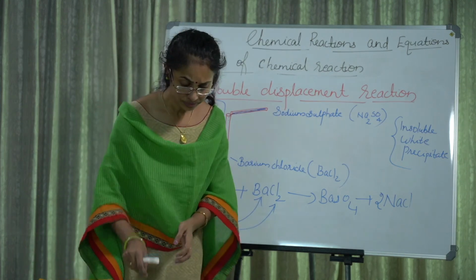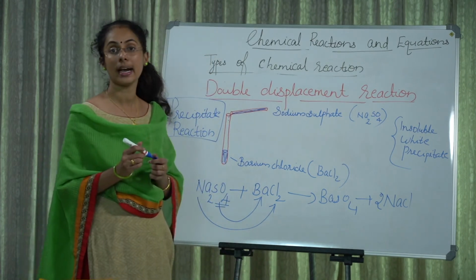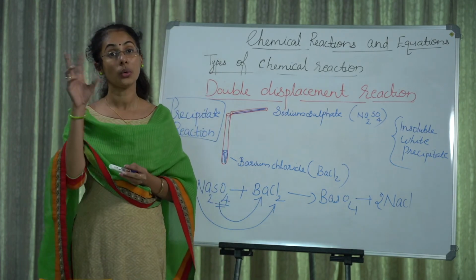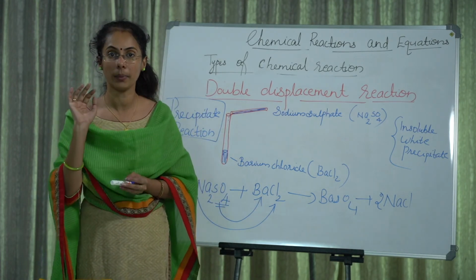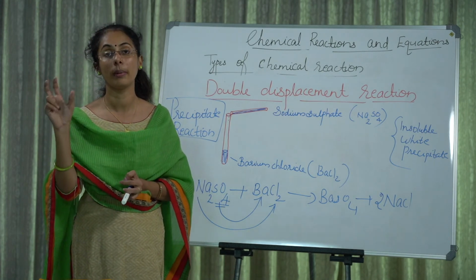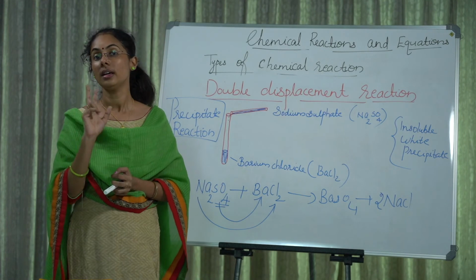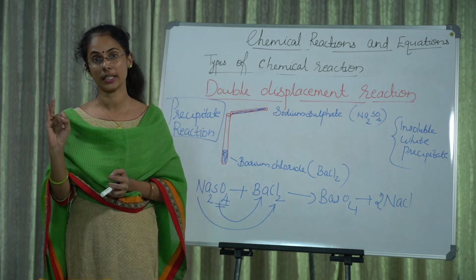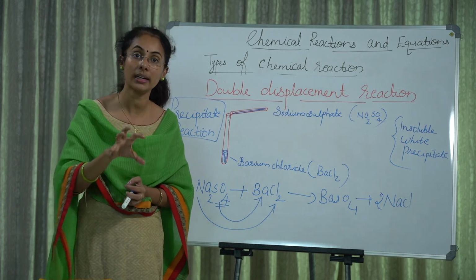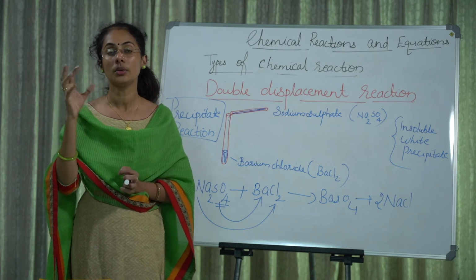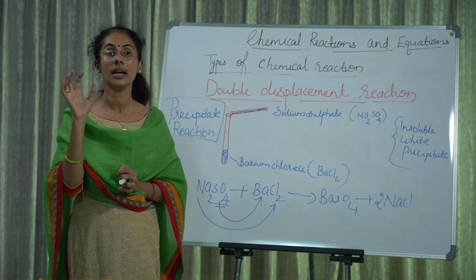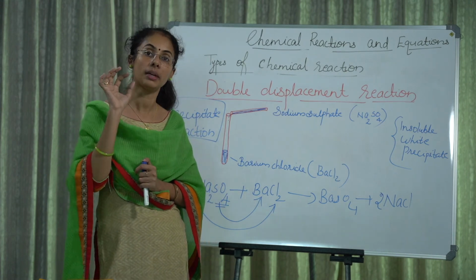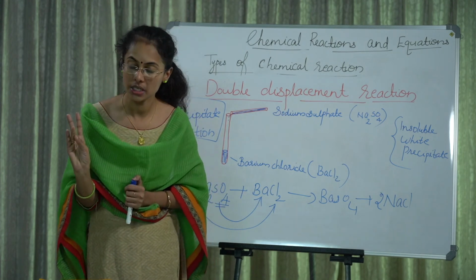What are the different types of chemical reactions? First one is combination reaction. In a combination reaction, two reactants combine to form a single product. Second one is decomposition reaction. Decomposition reaction means a compound breaks down and is converted into two or three products. If the decomposition reaction is carried out in the presence of heat, it is known as a thermal decomposition reaction.